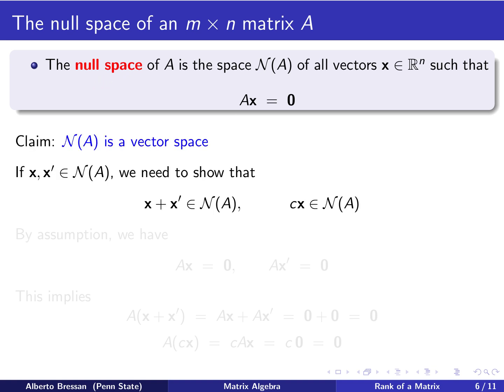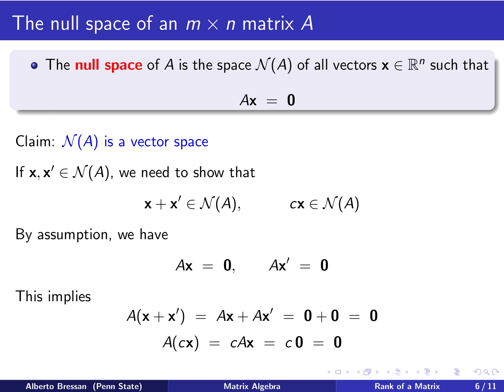Now here is an important claim, a property of the null space. We claim that this space here is a vector space. So we need to show that it satisfies the properties of a vector space, and there are two things here. One is, if I have two elements x and x prime in the space, then the sum of these two is still an element in the same space. And furthermore, a scalar multiple of an element is also an element in the space.